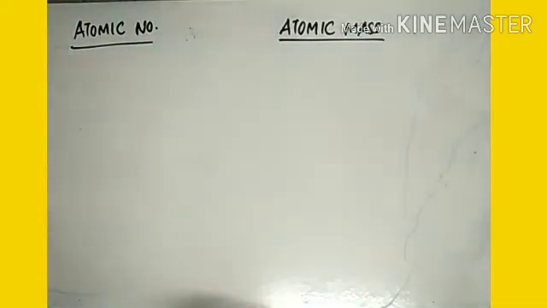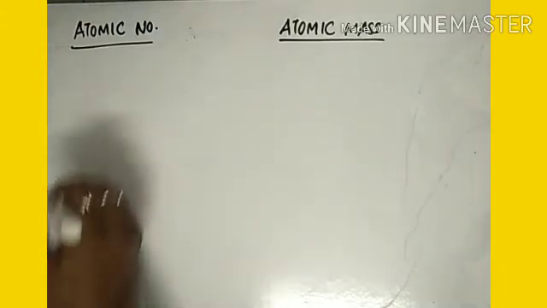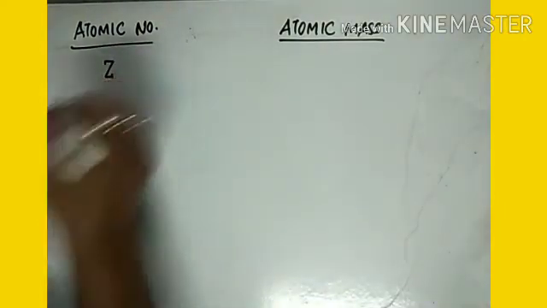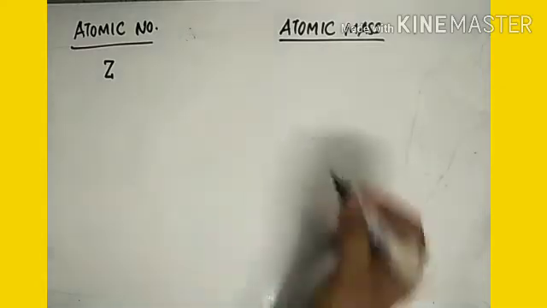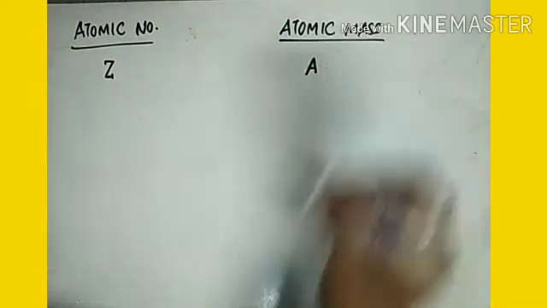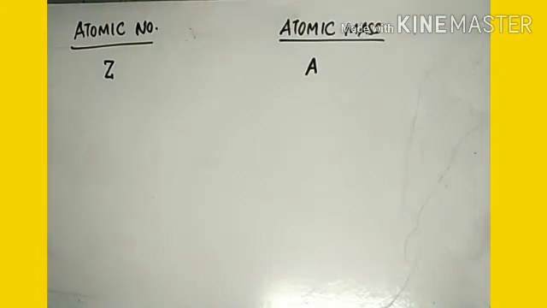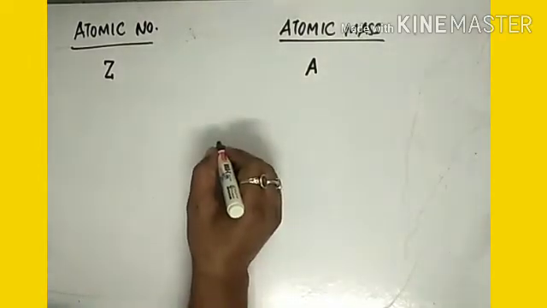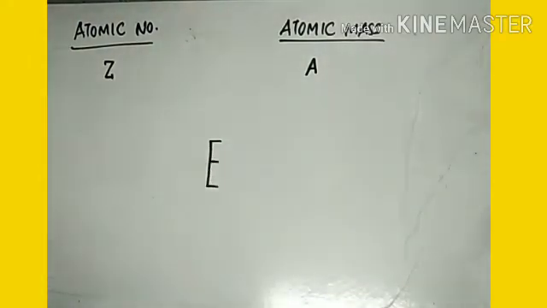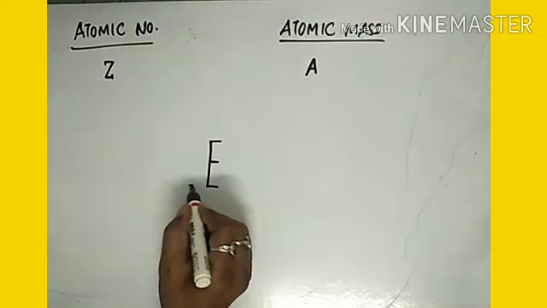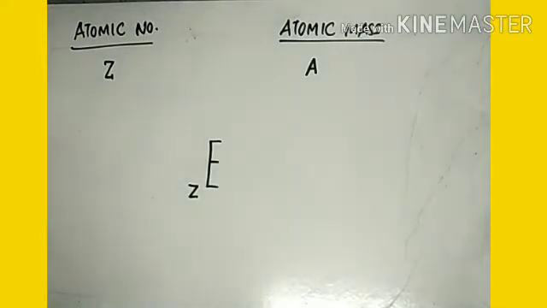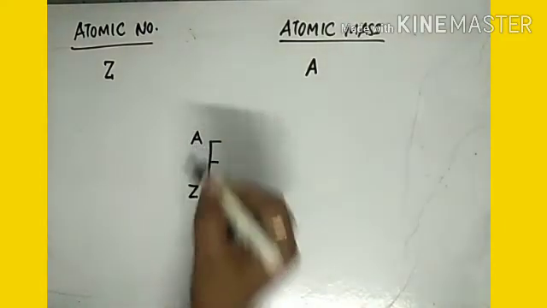And we can understand that atomic number will be written as Z, and the atomic mass will be written as A. Alright, so whenever we consider any element, suppose we have any element like E, then the atomic number will be written downwards just like this, and the atomic mass will be written upward in this manner.